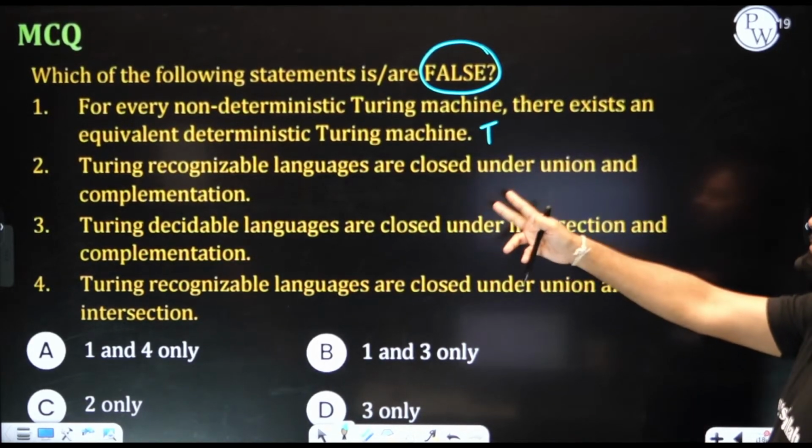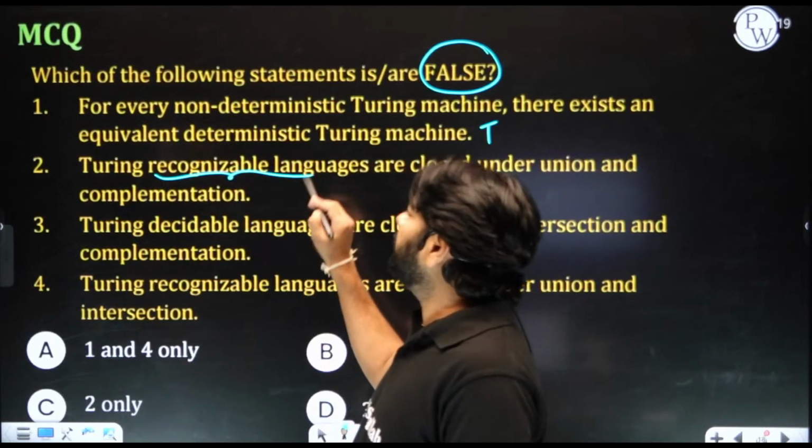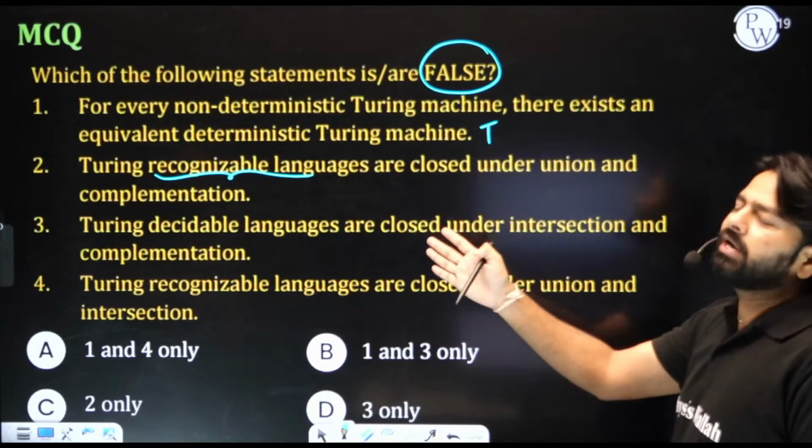Turing recognizable languages are closed under union and complement. Recognizable in the sense it is RELs. RELs are closed under union and complement is wrong.